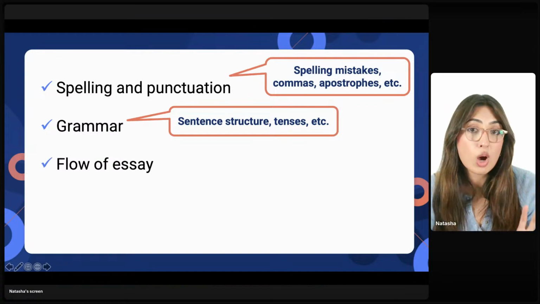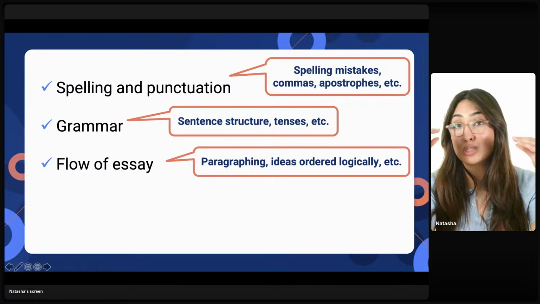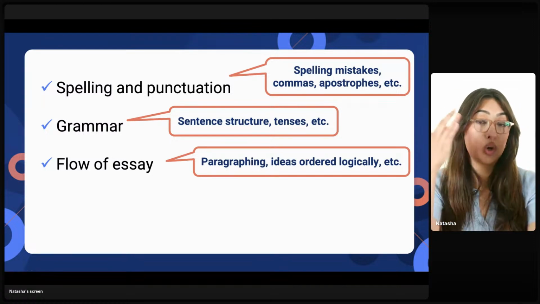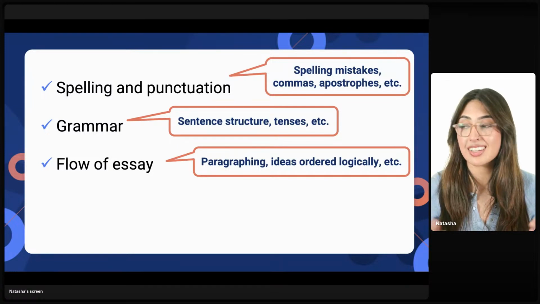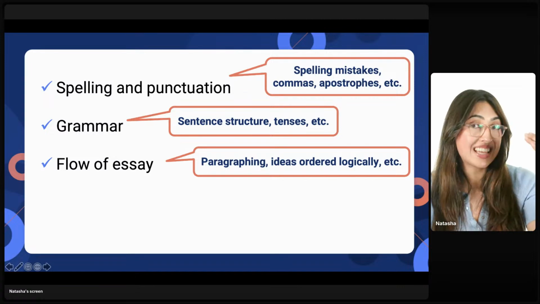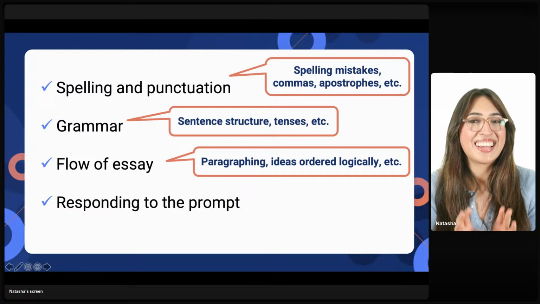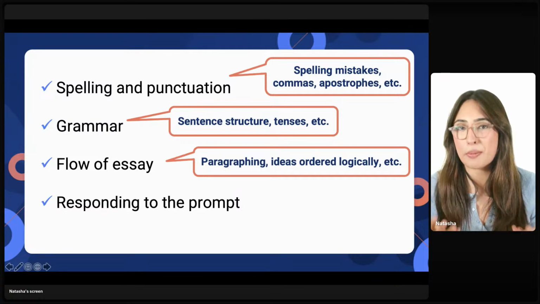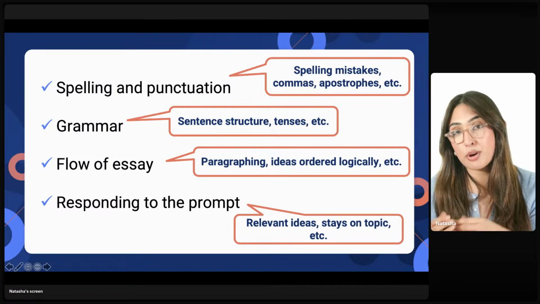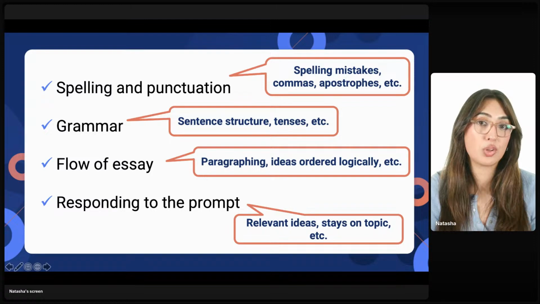Your flow of your essay. What this means is, do you use paragraphs to organize your ideas? Do your ideas follow a logical sequence? And do they flow well from one paragraph to another and from one sentence to another? You also need to think about, have you responded to the prompt properly? So this means, did you use proper relevant ideas, and did you also stay on topic and do what the prompt asked you to do?